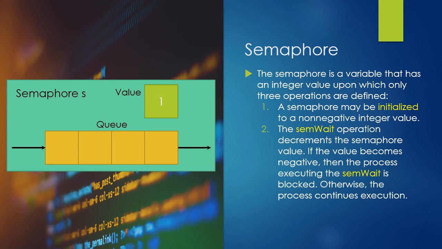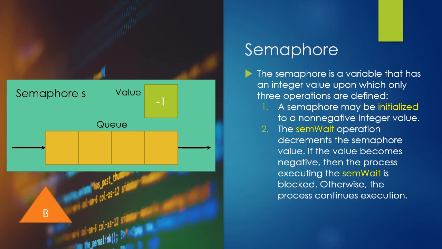The semWait operation decrements the semaphore value. If the value becomes negative, then the process executing the semWait is blocked. Otherwise, the process continues execution. The current value of S is 1. Suppose process A does a semWait. The value decrements. As S is not negative, A continues execution.